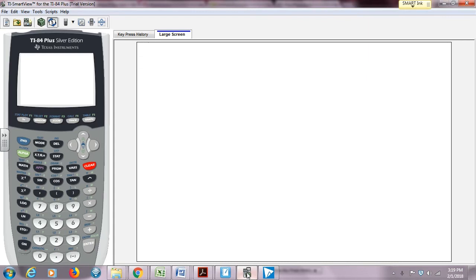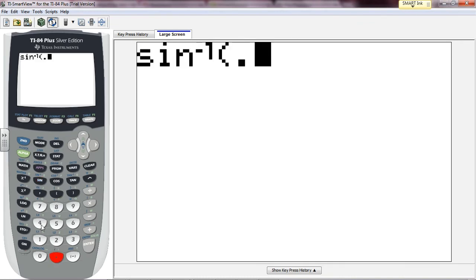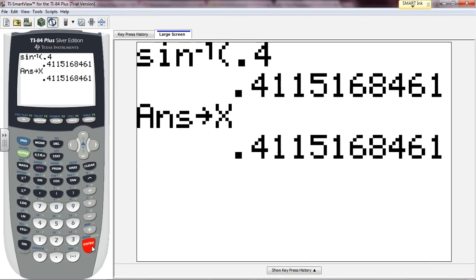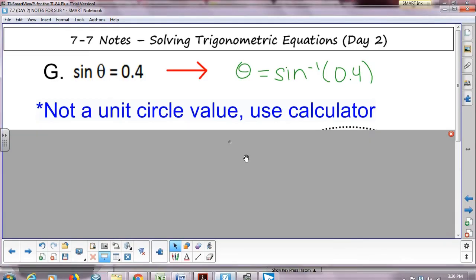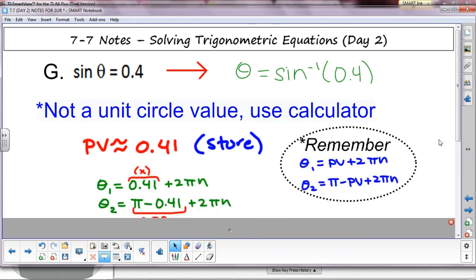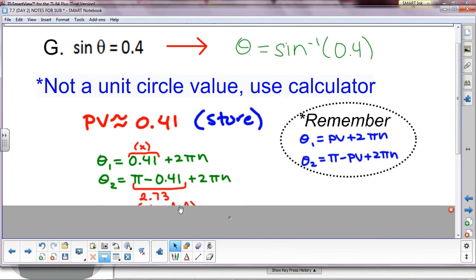In your calculator, type second sine of positive 0.4, and we get 0.41. Now, I'm going to go ahead and store that as x. Now, for sine, you're going to have to store two different things, but go ahead and store that as x. And then remember that the second one for sine is pi minus the PV. So our two ones for sine are PV plus 2 pi n, and then pi minus PV plus 2 pi n.